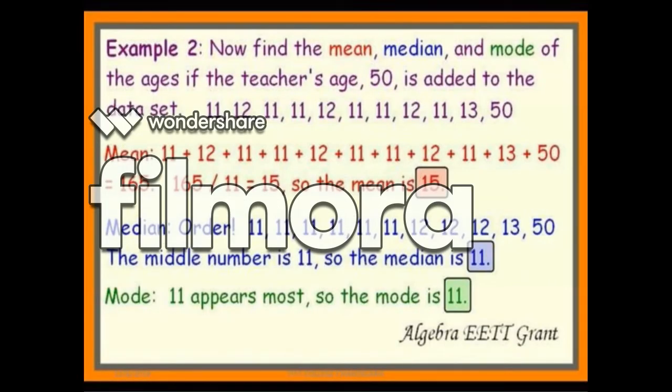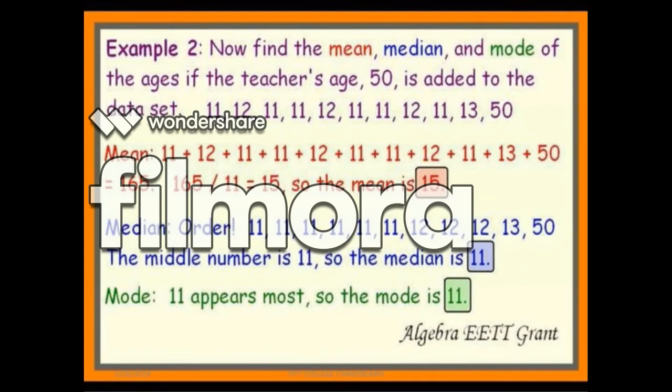So let me show you an example. Now, we find the mean, median, and mode when the teacher's age, which is 50, is added to the data set. So we have 11, 12, 11, 11, 12, 11, 11, 12, 11, 13, 50.